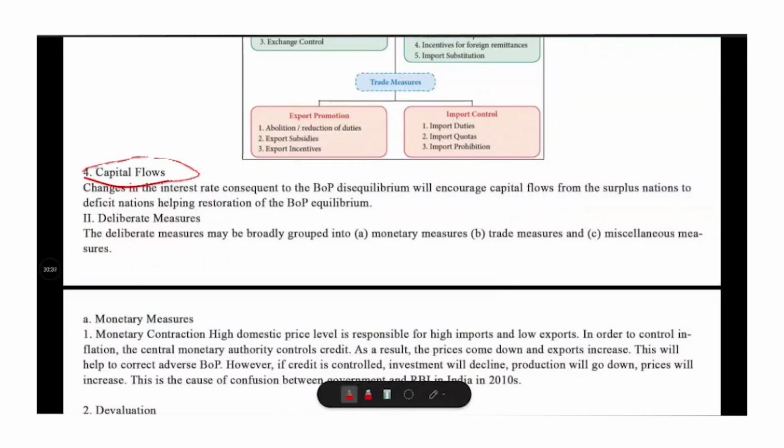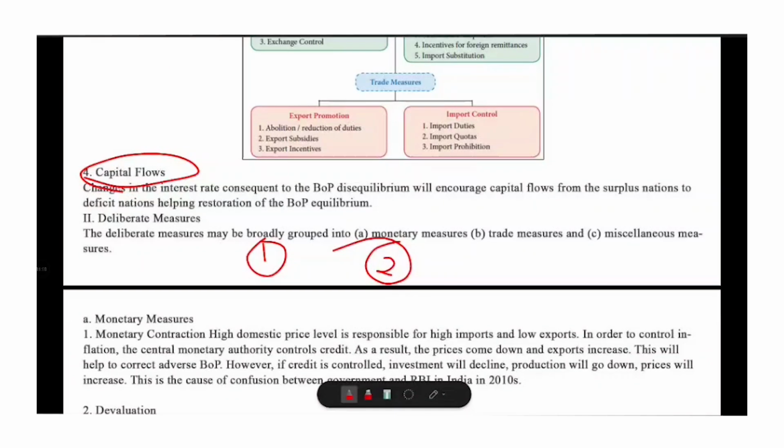Now, capital flows. When a country faces BOP disequilibrium, one of the main forces that help restore equilibrium is capital flows. How does it work? Interest rate change. That means in a BOP deficit country, the central bank may raise the interest rate, and a higher interest rate makes the country more attractive to foreign investors because they can earn better returns on investment. And then capital inflow. That means investors from surplus countries move their capital to the deficit country to take advantage of a higher interest rate.